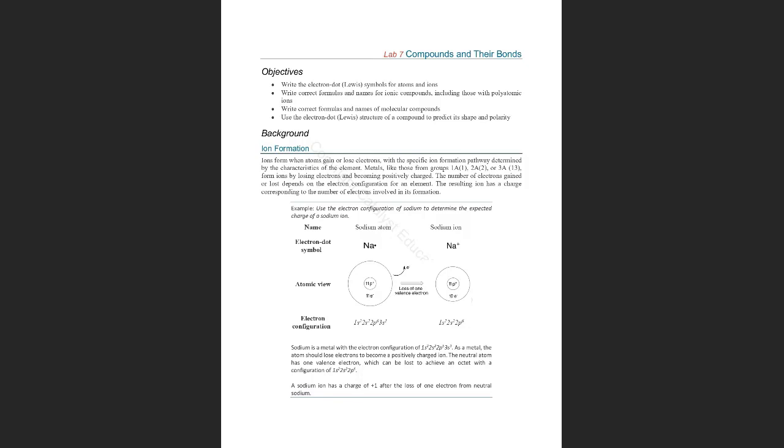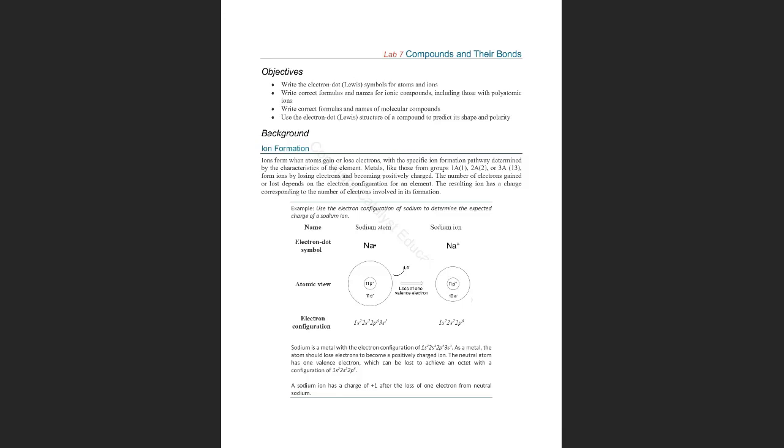Okay, first things first. The objectives for this lab are: write the electron dot Lewis symbols for atoms and ions; write the correct formulas and names for ionic compounds, including those with polyatomic ions; write the correct formulas and names for molecular compounds; and use electron dot structures or Lewis structures of a compound to predict its shape and polarity.